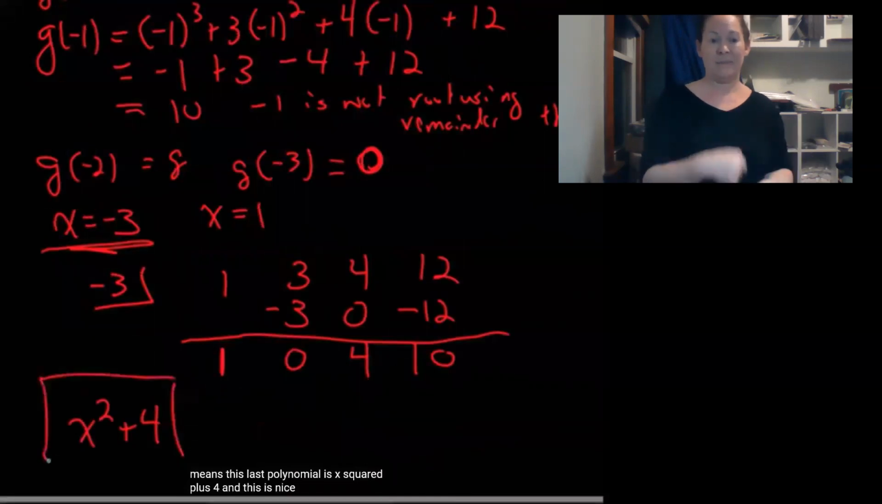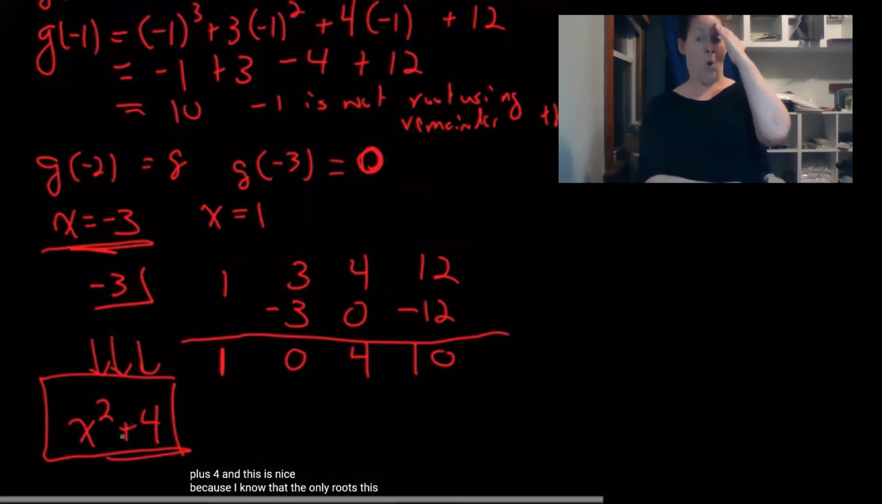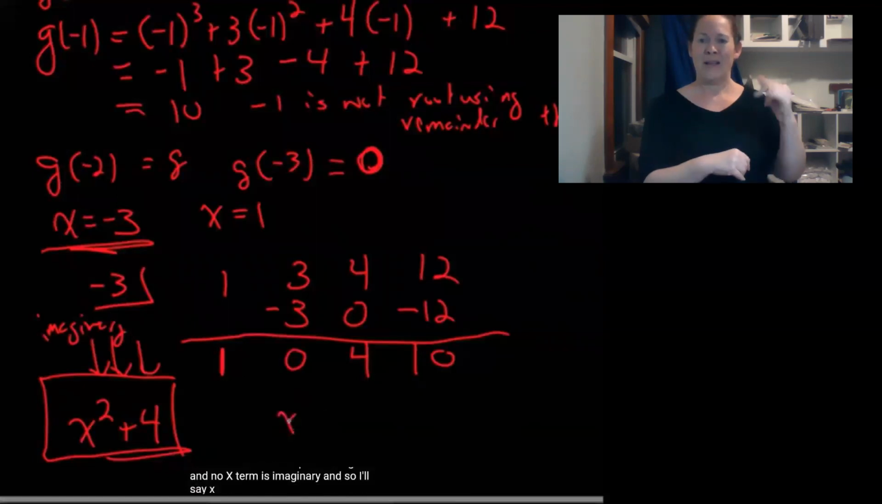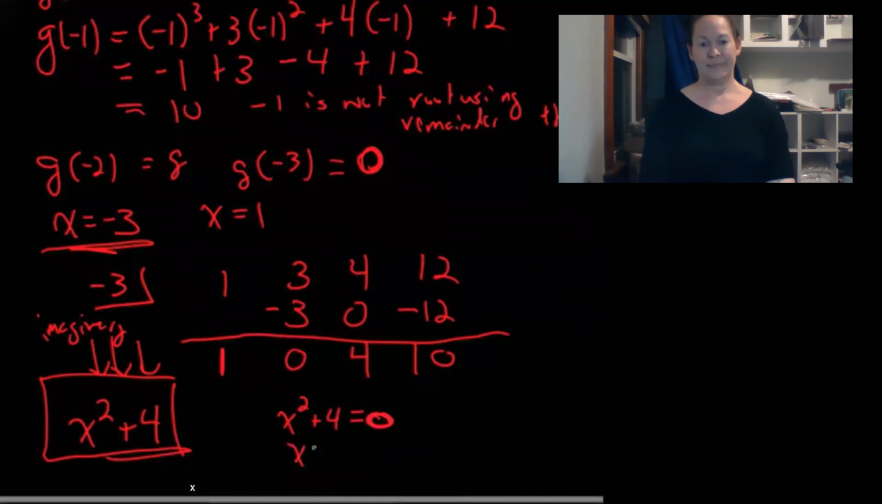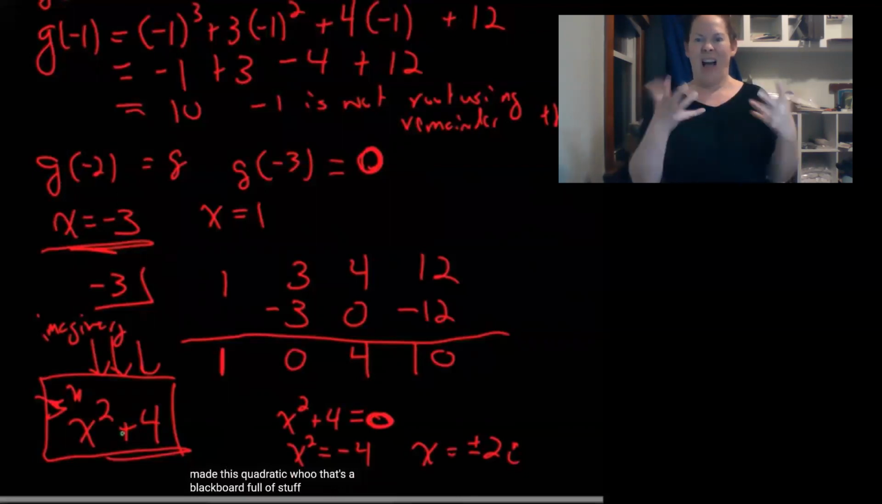And this is nice because I know that the only roots this can have, because of the positive sign here and no x term, are imaginary. And so I'll say x squared plus 4 equals 0. X squared equals -4, or x equals plus or minus 2i, right? And we made this quadratic. Whew! That's a blackboard full of stuff.